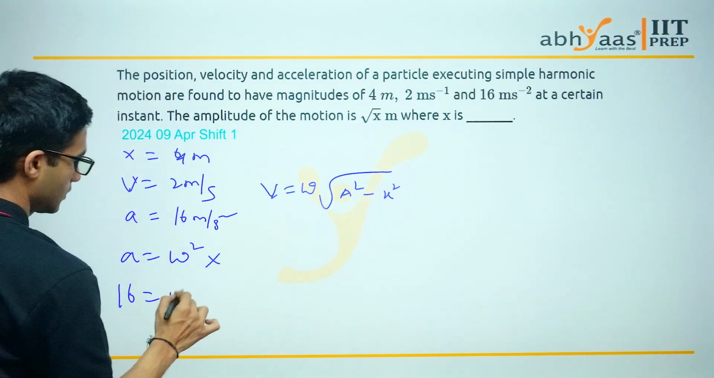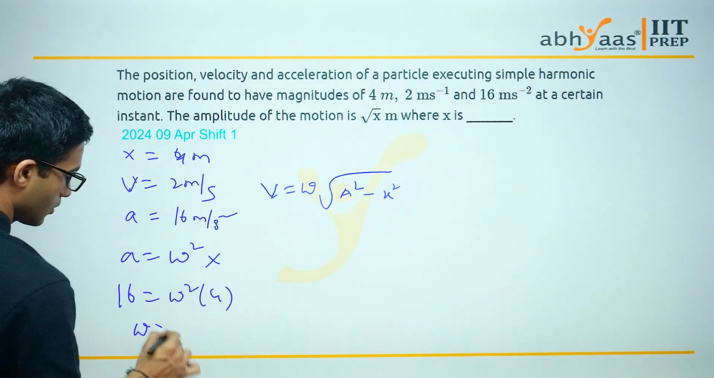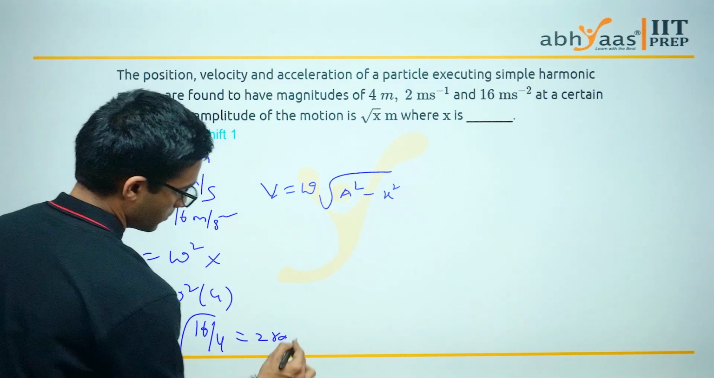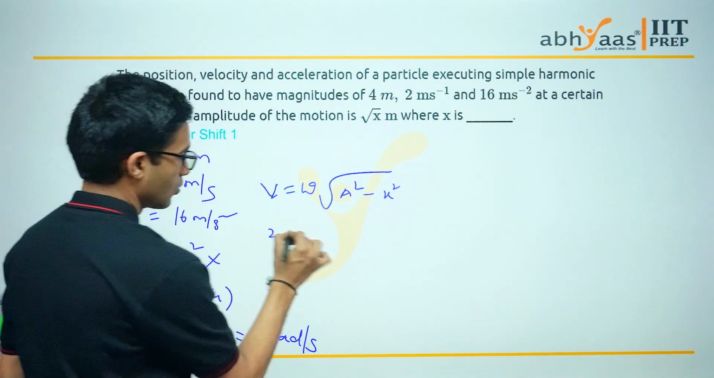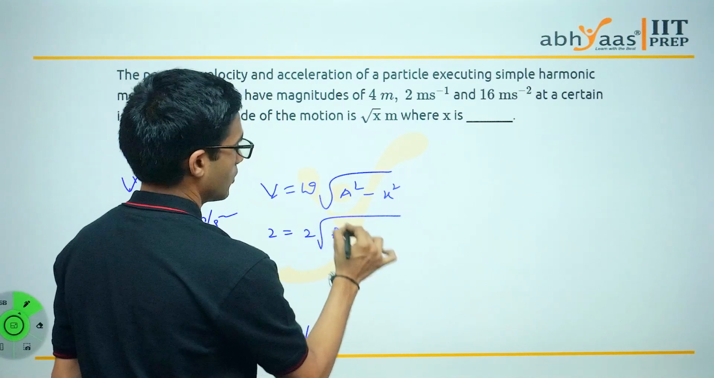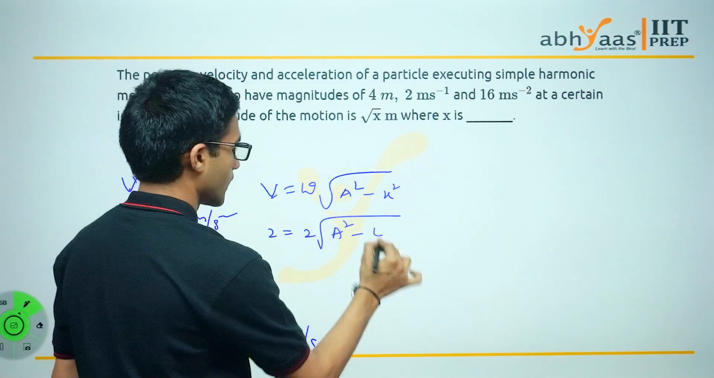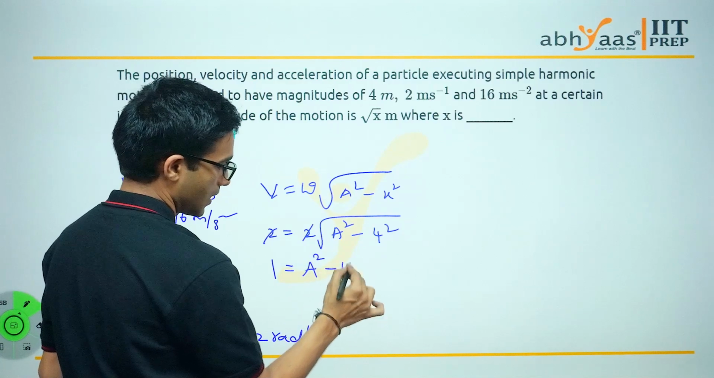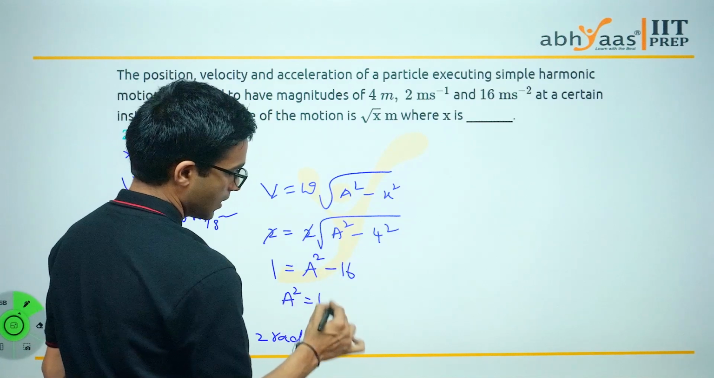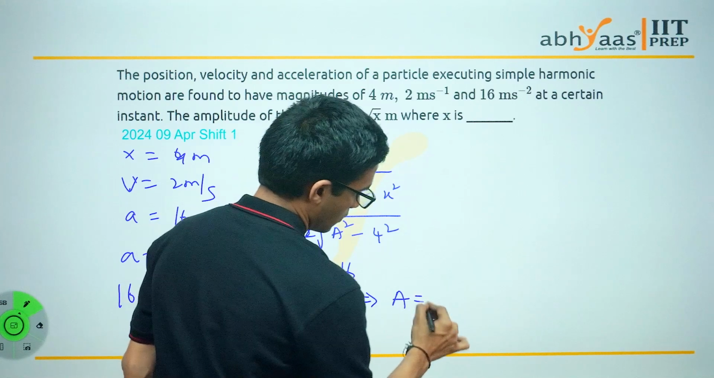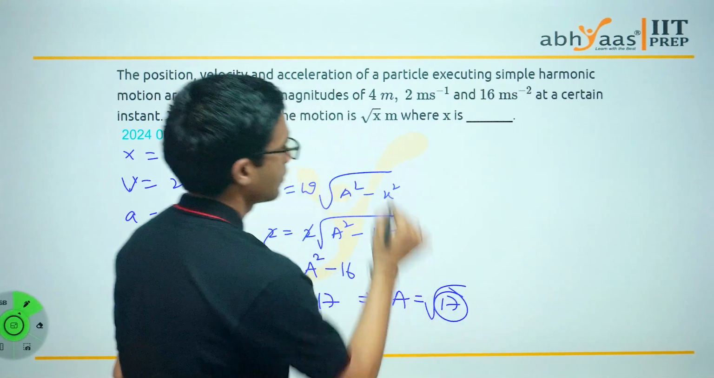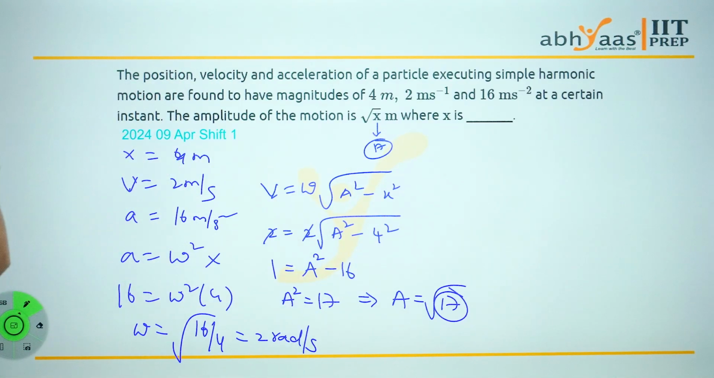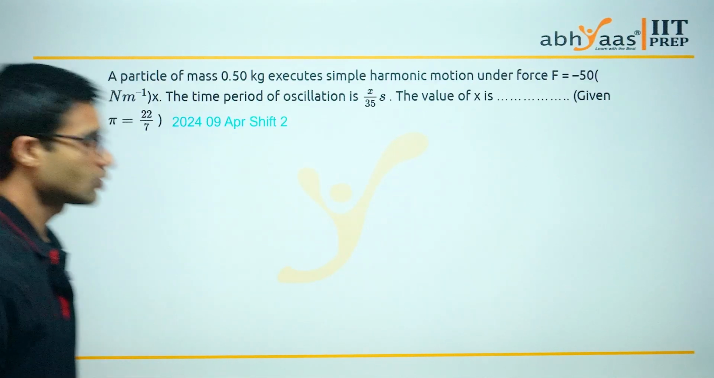16 is equal to omega square into 4. Omega equal to root of 16 by 4, that is 2 radians per second. So velocity is given as 2, that is equal to 2 into root of A square minus 4 square. Then 2 gets cancelled, 1 is equal to root of A square minus 16, so 1 square is 1 only, A square minus 16 equals 1, A square is equal to 17, A is equal to root 17. This is the answer. Simple question, right? Hardly 2 steps I have used. Okay, next question.